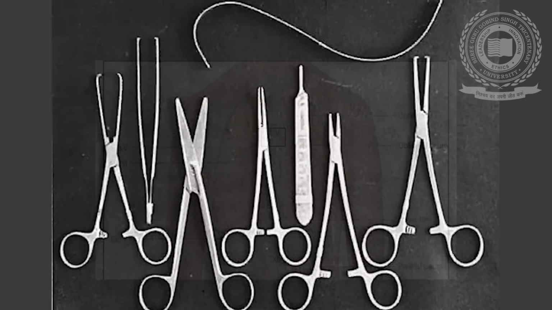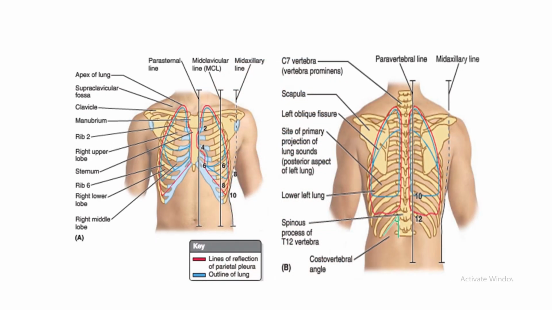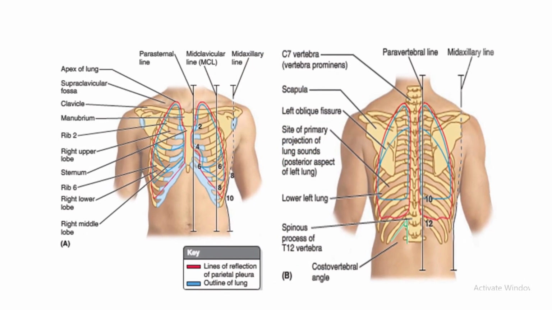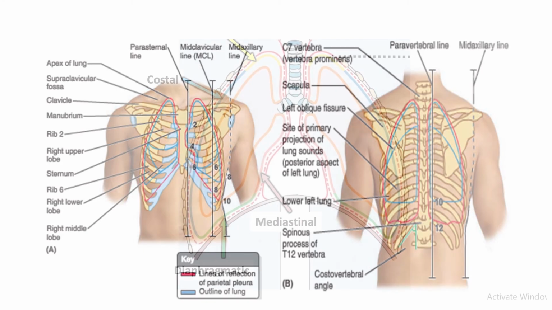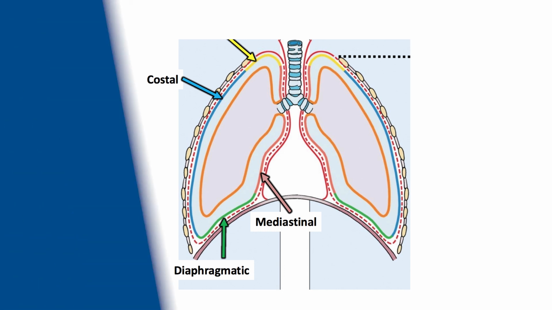The posterior margin of the pleura passes from 0.2 cm lateral to the 12th thoracic spine to 0.2 cm lateral to the 7th cervical spine. The costal pleura becomes the mediastinal pleura along this line.